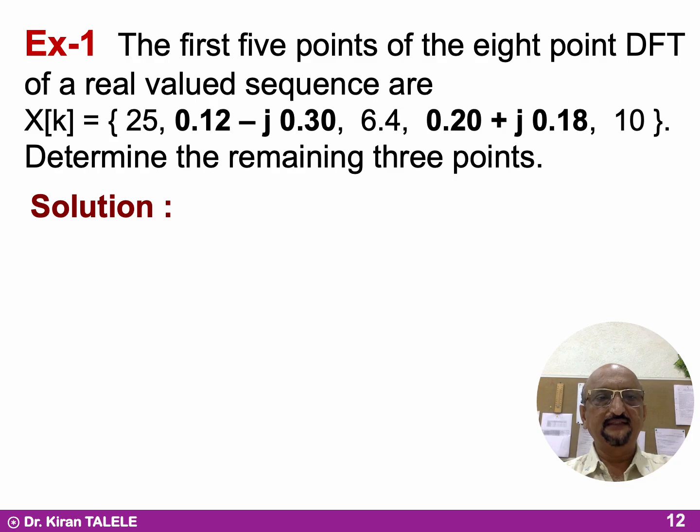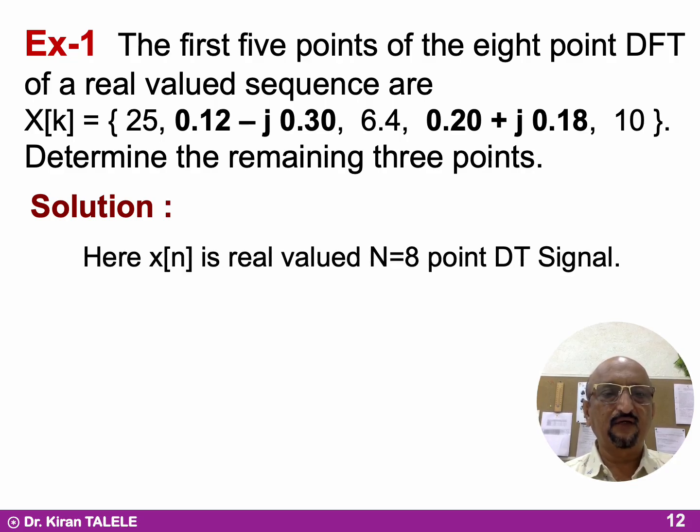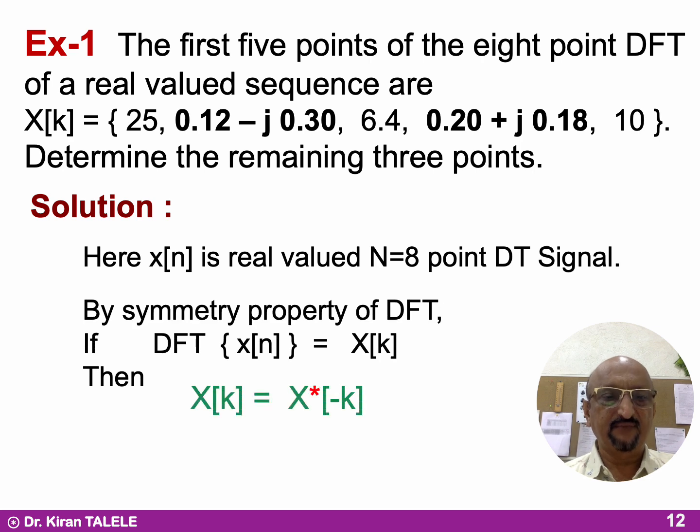Let's take one example on this. The first 5 values of the 8-point DFT of a real valued sequence are given. Let's break this into subparts. Real valued sequence, 8-point. That means there are 8 values, so capital N is 8. X of k, 5 values are given. The remaining 3 values we can calculate by the symmetry property of DFT.